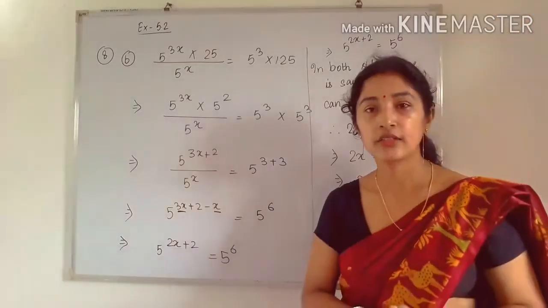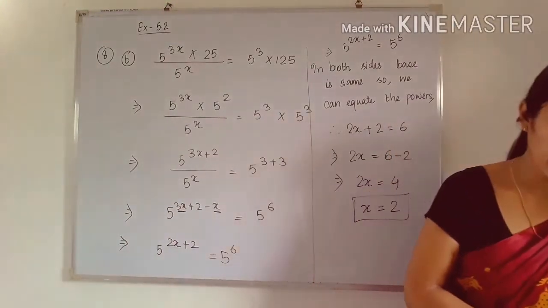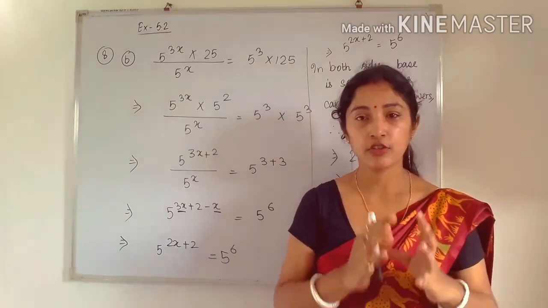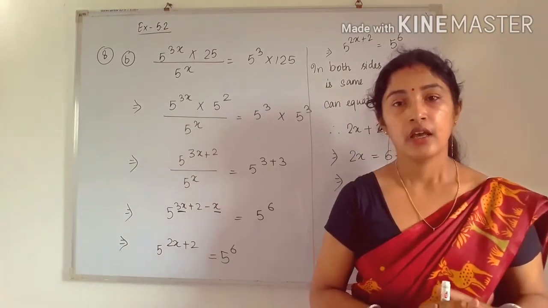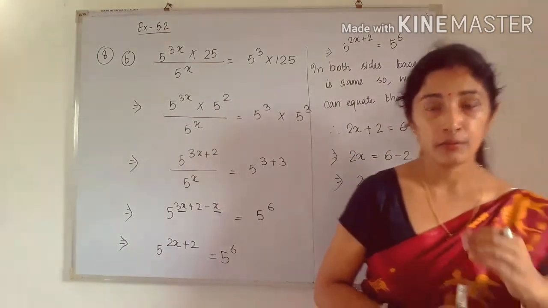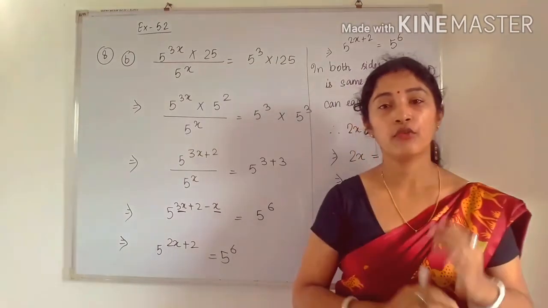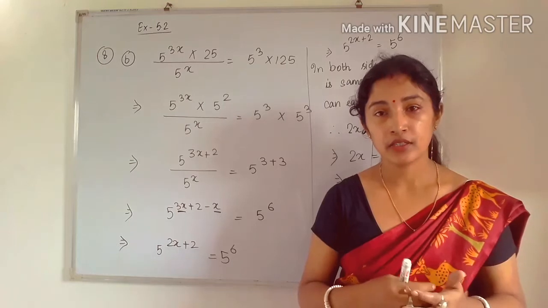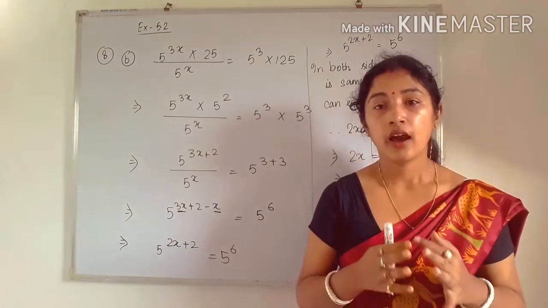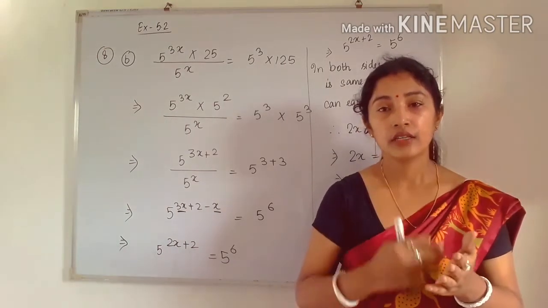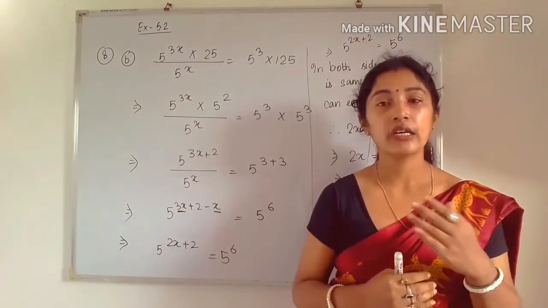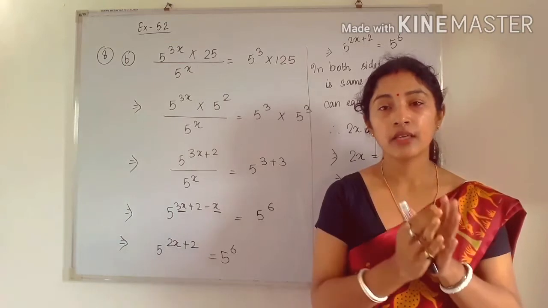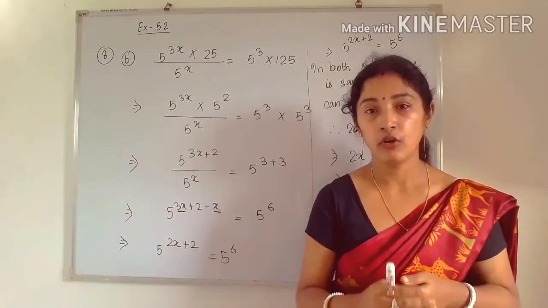So try to do the rest of the questions of number 7. Just collect the same base. First of all, collect the same base. If there is any common base in the numerator, first of all collect it and try to apply the properties, that means the law. Then after that, if there is a common base in the numerator and denominator, then try to take it as a separate number and apply the law accordingly.